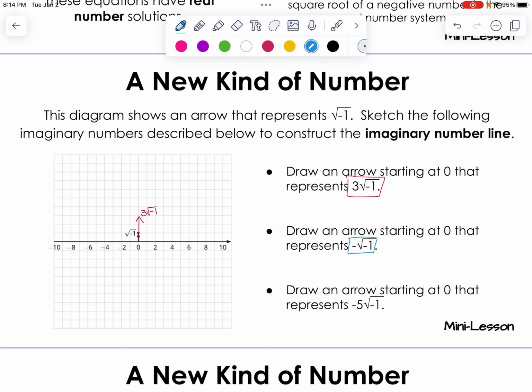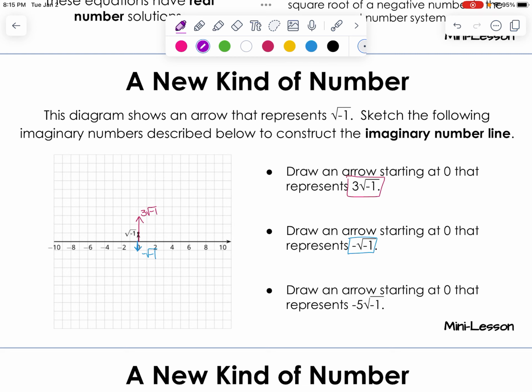Negative square root of -1. Now in this problem, we have the negative in front of the imaginary number, the square root of -1. So now that's going to reflect us below the number line, and that's going to be right here. We're just going down 1 because it's the square root of -1, but it's been reflected, negative square root of -1.